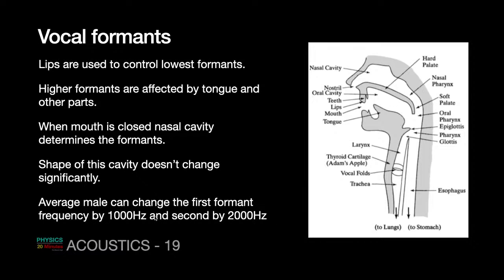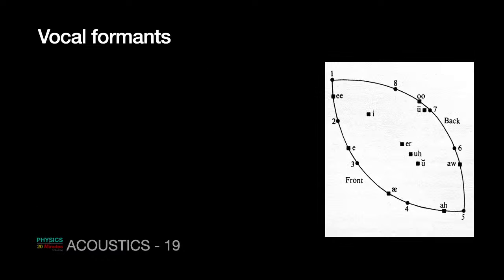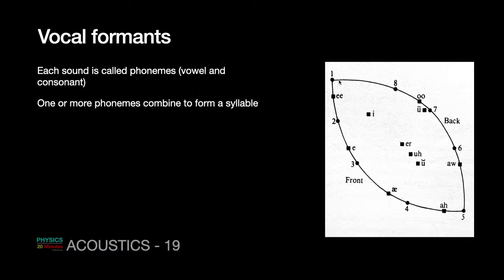The average male can change the first formant frequency by 1000 Hz and the second formant frequency by 2000 Hz. This has been observed. These are the positions of the lips for the various sounds: E, E, A, U, O, I. Speech scientists call each sound a phoneme, and one or more phonemes combine to form a syllable.